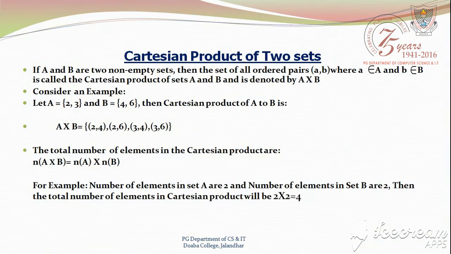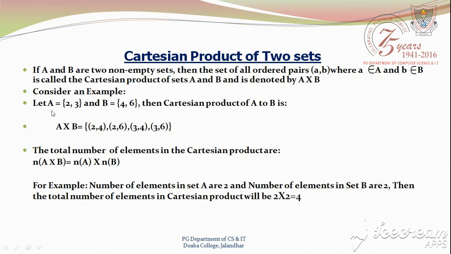First of all, we will learn how to write the Cartesian product of two sets. If we have two non-empty sets A and B, then the set of all ordered pairs (a, b), where a belongs to set A and b belongs to set B, is called the Cartesian product of sets A and B and is denoted by A cross B.